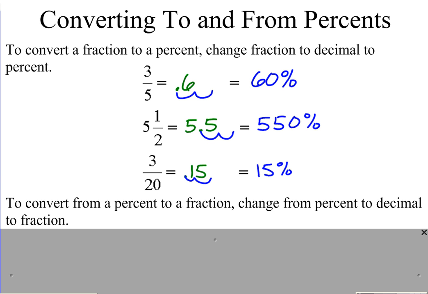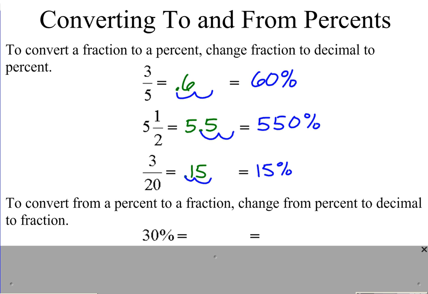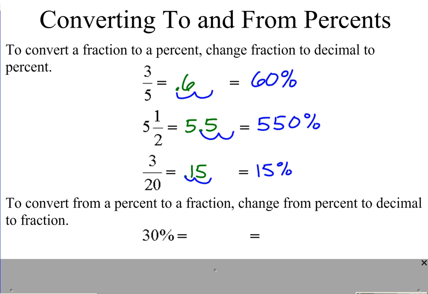To convert from a percent to a fraction, change from percent to decimal, then to a fraction. 30%. Changing percent to a decimal, we move the decimal point 2 places this time to the left. We get 0.3. Now put 0.3 in your calculator, or know that this is read as 3/10. Either way, you're going to get that fraction of 3/10.